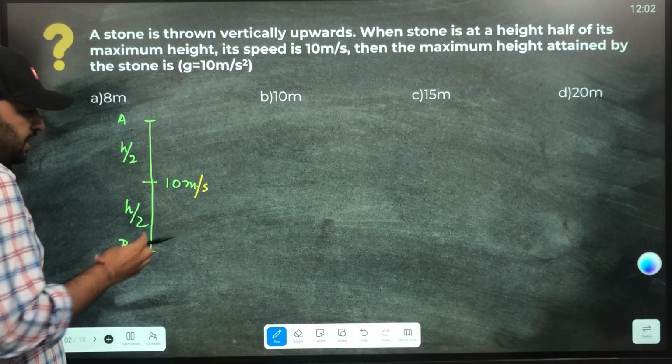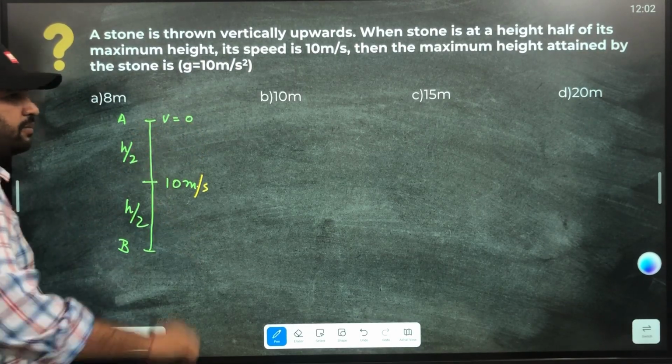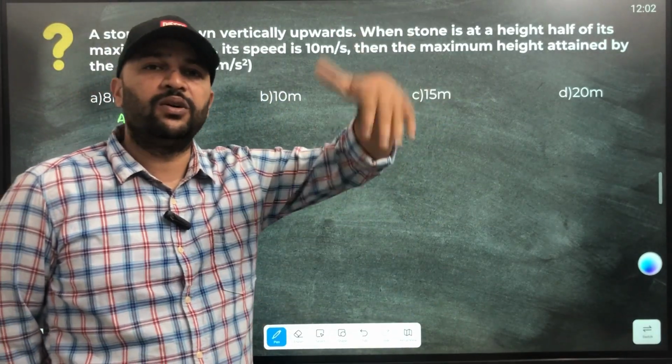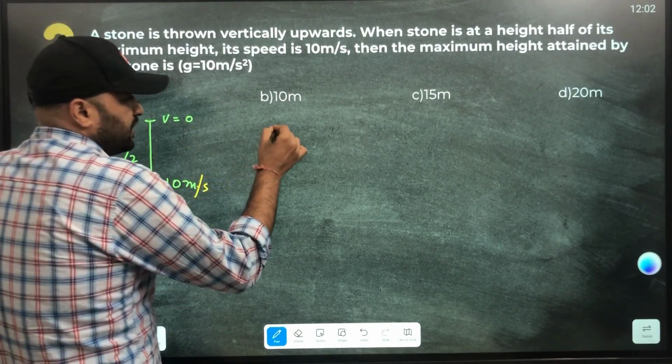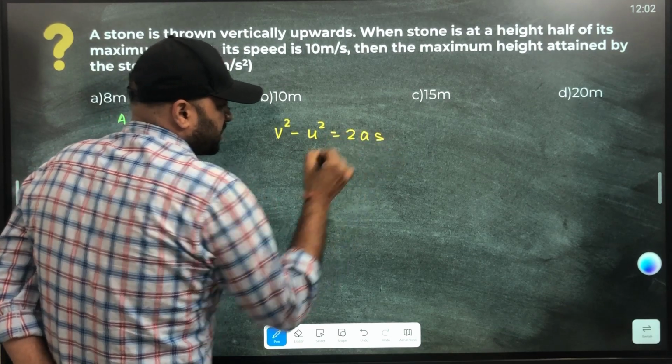Great. Here we don't know the velocity at point B, but we know that the velocity at this point is zero. Why? Because at maximum height, the velocity of the particle is zero. Then only it is maximum. Otherwise, it would go a little more up, right? So let's figure it out. v square minus u square equals 2as. We will use this equation.